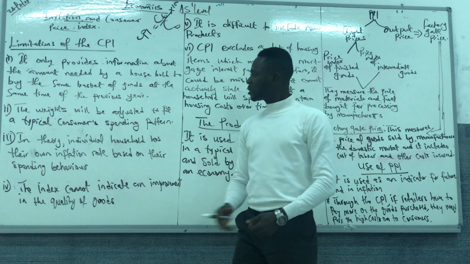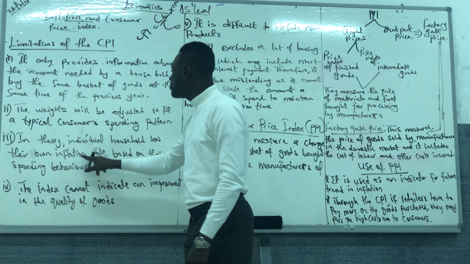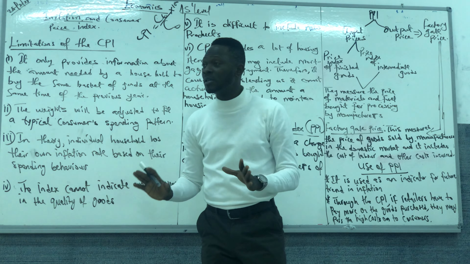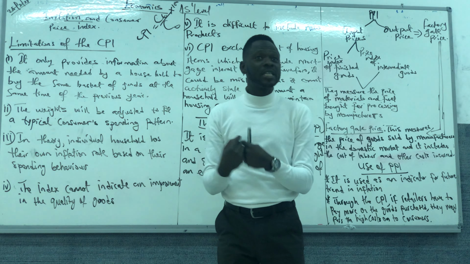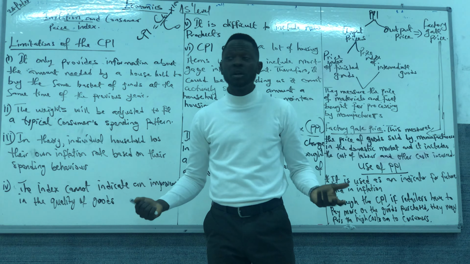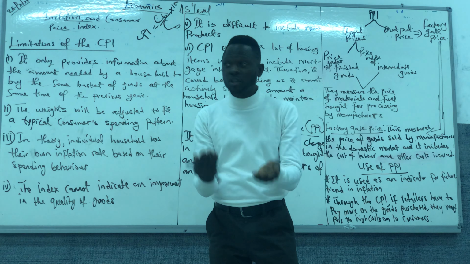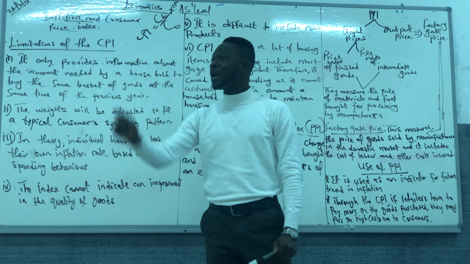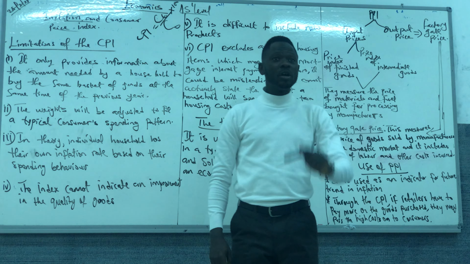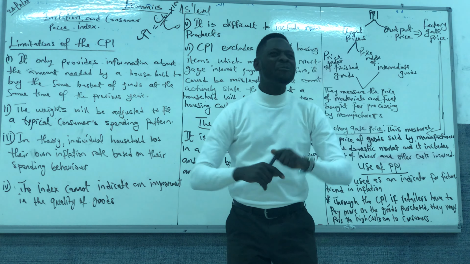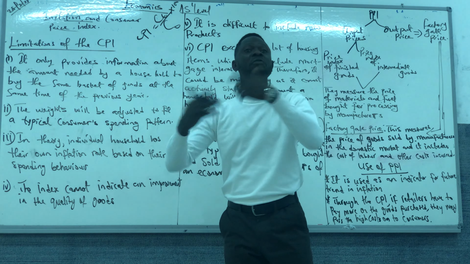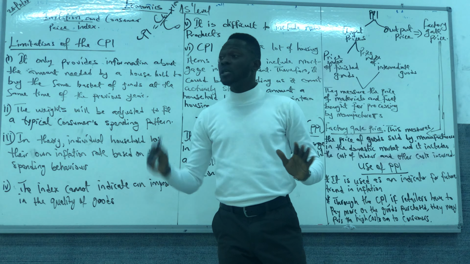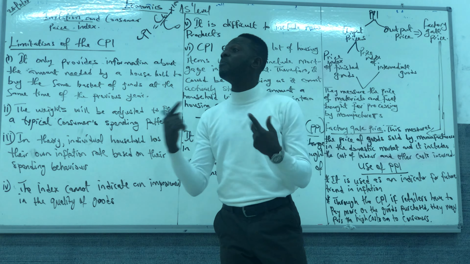Is it clear? The third problem: in theory, each individual household has its own inflation rate based on its spending pattern. So there's an inflation rate in the economy, but the inflation rate doesn't say that I will stop spending. I might spend more. You might spend less. High inflation means there's a persistent rise in the price of goods and services, but it doesn't mean I'm going to stop spending. But it might mean that you stop spending. It depends on the spending pattern of individuals. Some people don't care because they have the money, and they will continue to buy. Some will care because they don't have the money, so they stop buying.